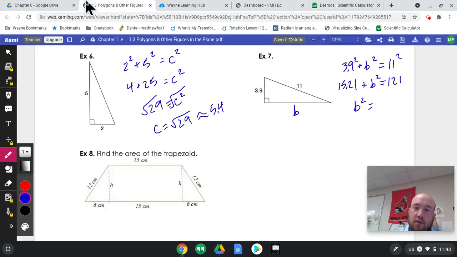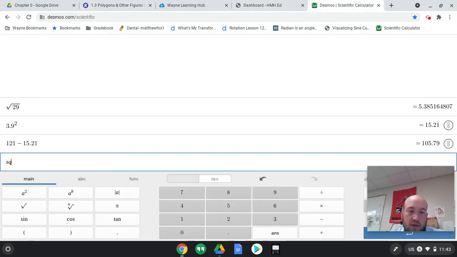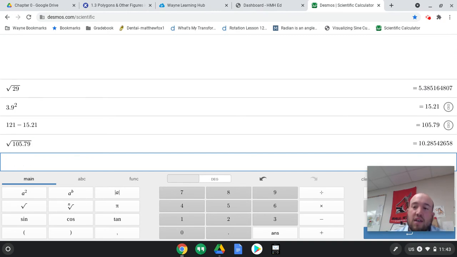Oops, wrong page. So 105.79. All right, at this point, take the square root. So the square root of 105.79, and I get 10.285, etc. So if we round, about 10.3.